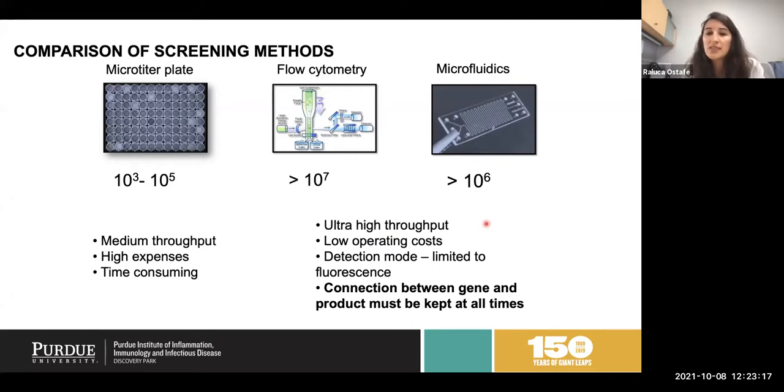However, the other disadvantages are that the detection mode is limited to fluorescence. Therefore, we need to develop an assay that leads to the formation of a fluorescent product, and that assay needs to be reflective of the property of interest. Also, the connection between the gene and the product must be kept during the entire time of the screening.